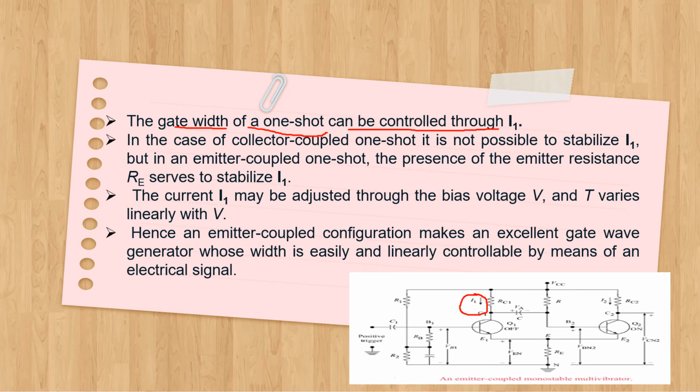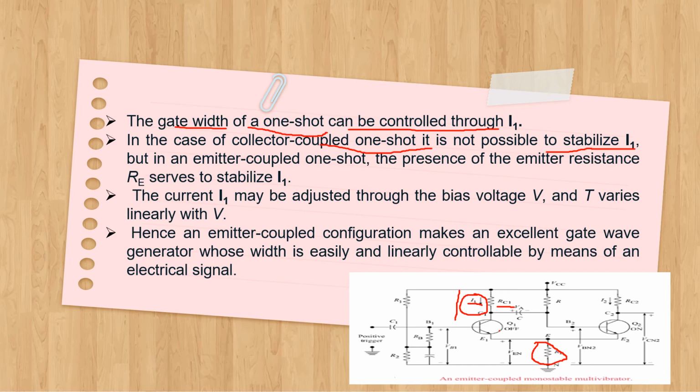In the case of the collector coupled multivibrator, it is not possible to stabilize I1. In the collector coupled monostable multivibrator, it is not possible to control the collector current which is flowing through RC1. But in the emitter coupled monostable multivibrator, the presence of the emitter resistance RE serves to stabilize I1 flowing through RC1.